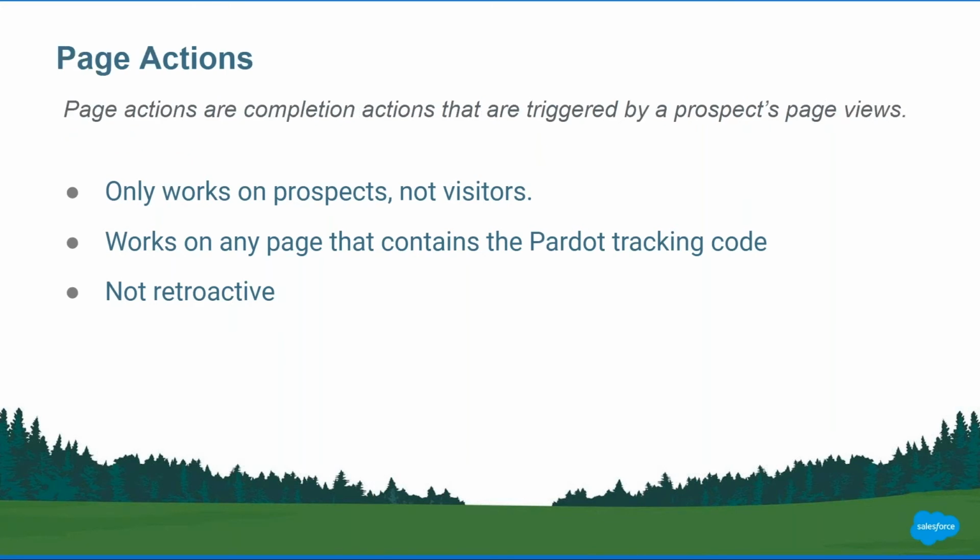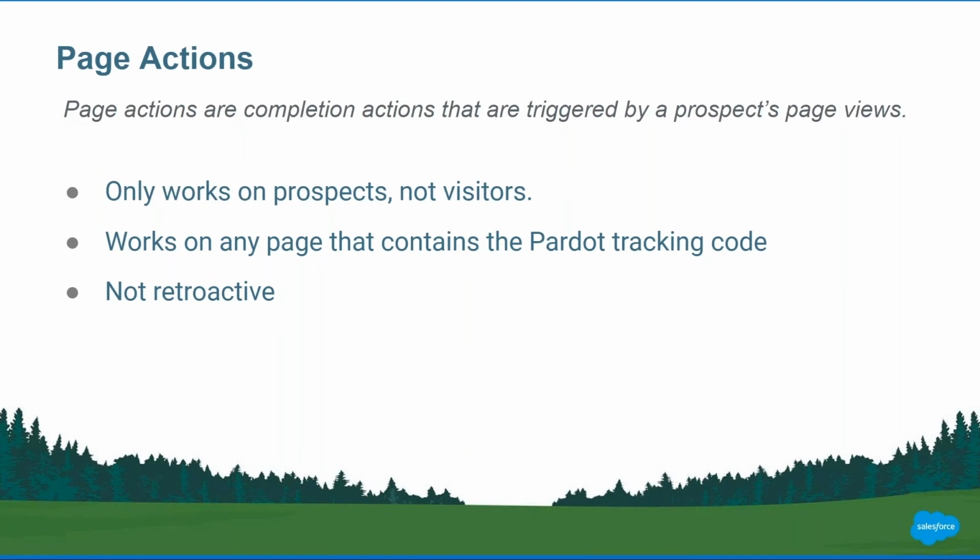Okay. The next thing we have is closely related to completion actions, because it is technically a part of completion actions. Page actions, on the other hand, are the kinds of completion actions that are triggered when a prospect views a page. The difference here is that it's not a specific prospect action like opening an email, downloading a file, or submitting a form. This is simply when the prospect views a page with a Pardot tracking code in it. It functions similarly: it only works with prospects and not visitors. Any page that contains the Pardot tracking code can have page actions. And at the same time, it's also not retroactive.